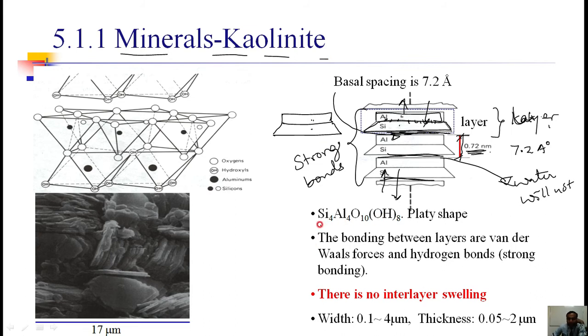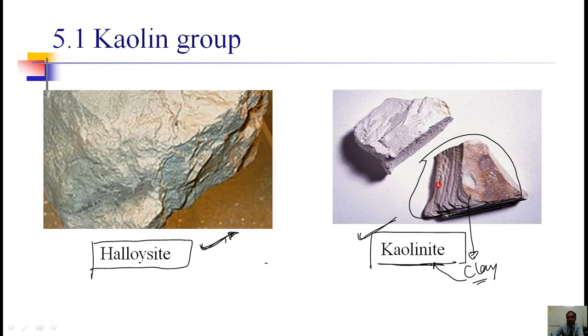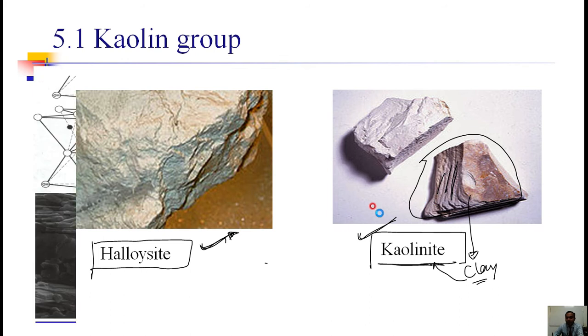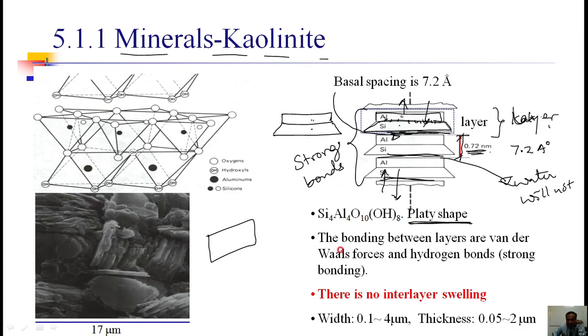The compound is Si4Al4O10(OH)8. This is called a platy shape, which means it will be like a plate type of shape. Here you can see the layers are there, here layers are there. Therefore, we will call it a platy shape. The bond between the layers are van der Waals forces and hydrogen bonds, and these two bonds are strong bonds. Therefore, there is no interlayer swelling.